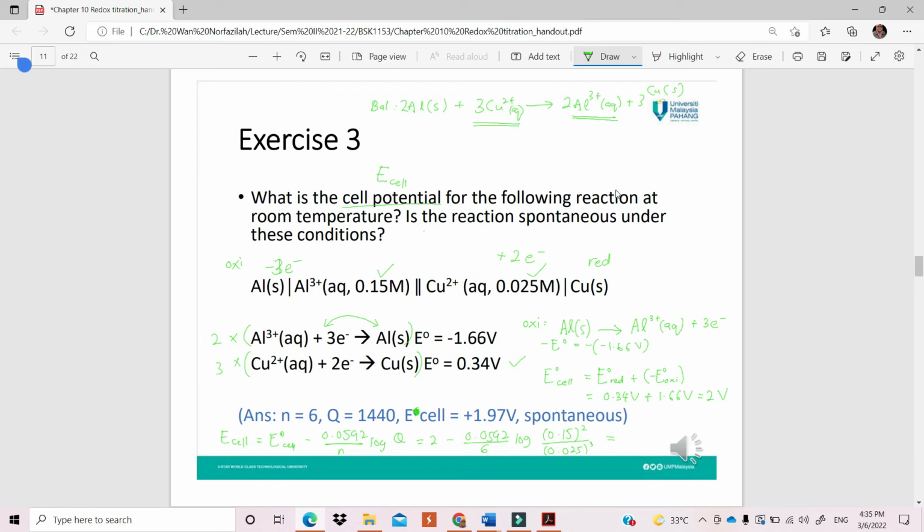So the answer will be equal to 1.97. This 1.97 is positive. Usually we don't write down the positive, but for redox reactions, we put positive here to say that this reaction is spontaneous. Positive value means spontaneous. Negative value of E cell means non-spontaneous reaction. So to show the spontaneity, we put the sign in front. So 1.97 is positive, so it is spontaneous.